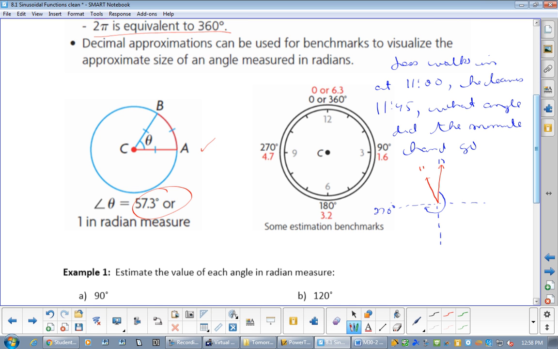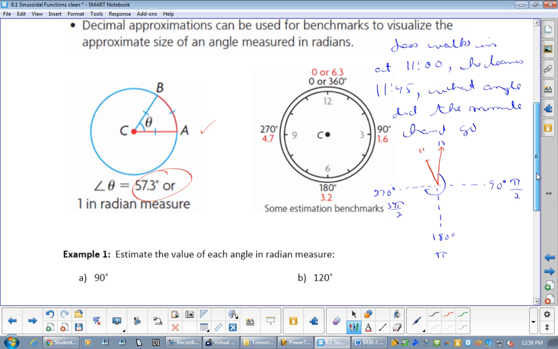But they might ask that in radians. So, what was 90 degrees, do you remember? Pi over 2. 180 is pi, and 3 pi over 2. And then if he was there for an hour, it would be either 360 or 2 pi. Okay?